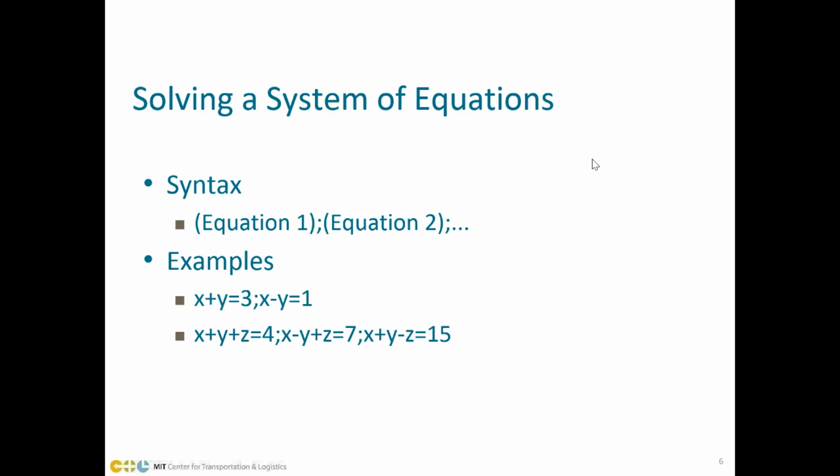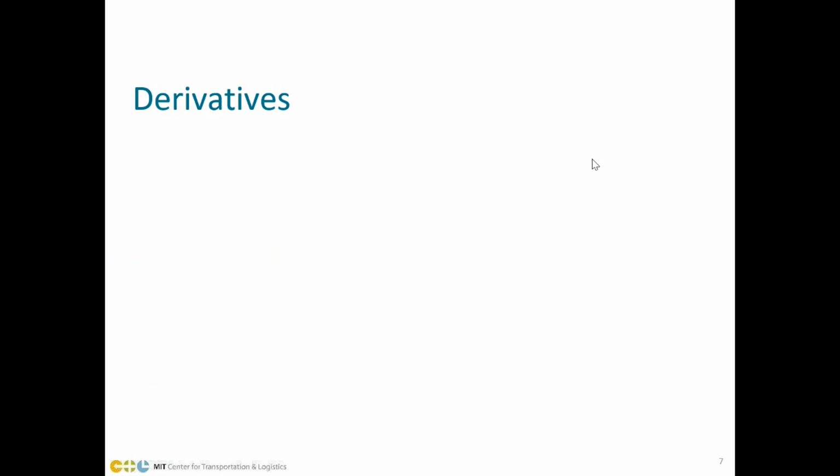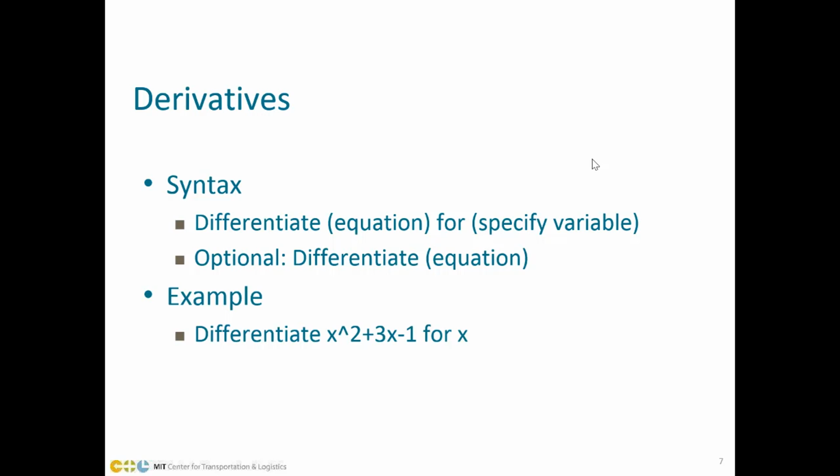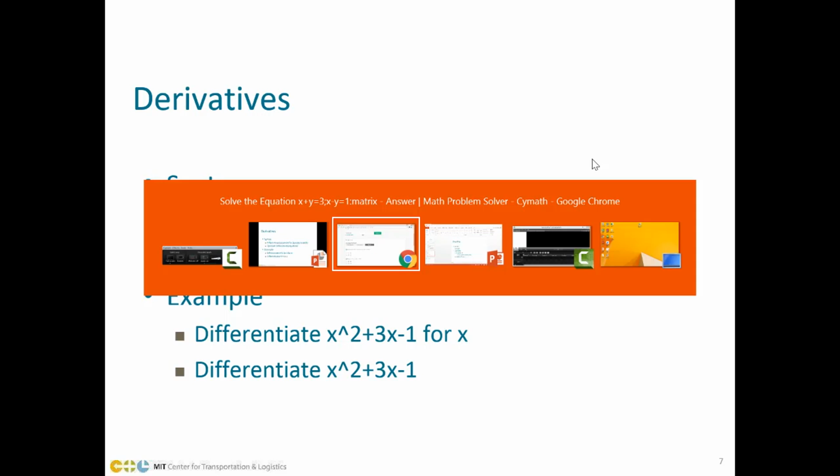Now we're going to go back to our slideshow and we'll move forward into derivatives. The syntax for derivatives is differentiate, you specify your equation, and you specify for which variable. Optionally, you can just type differentiate equation if you don't have multiple variables. For example, you can type differentiate x squared plus 3x minus 1 for x, or you can just type differentiate x squared plus 3x minus 1. So we're going to go over to SciMath and we're going to try this now.